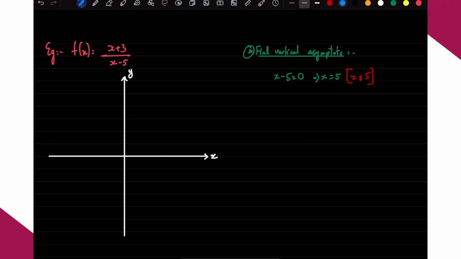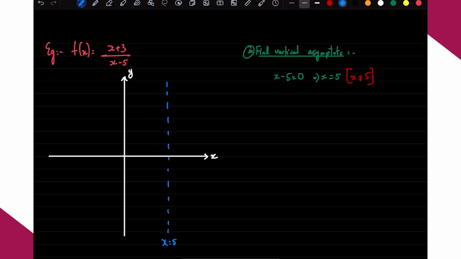So what we could easily do right now is just draw a line near x equals 5. Let's just draw x equals 5. It's probably going to be somewhere here. Okay, that's done. That's it.